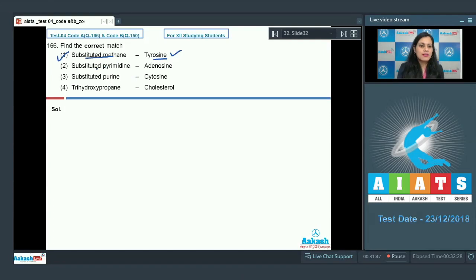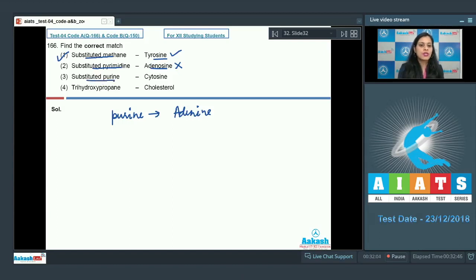The second option given is substituted pyrimidine and adenosine, and this is an incorrect match because it is not a substituted pyrimidine but it is a substituted purine. Adenine is a substituted purine, not a substituted pyrimidine. So this is an incorrect match.